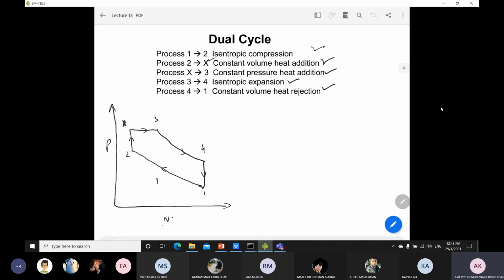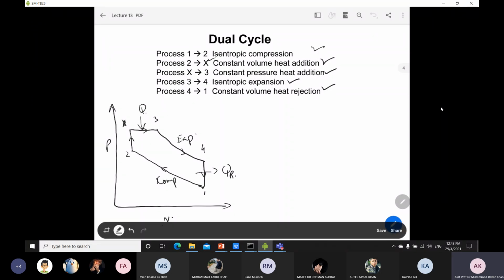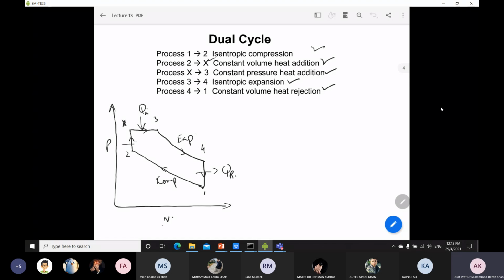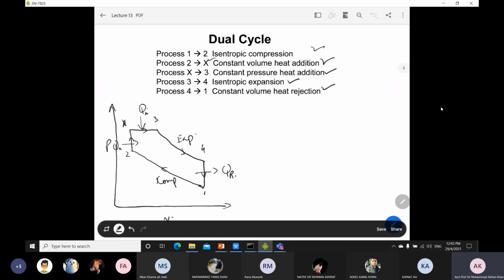Okay, so now if I denote, this is your compression process, this is the isentropic expansion process, this is QR, and here there are two Q additions. This is Q in and this is also Q in. If we want to find the total Q in, we have to add these two, one at constant volume and the other at constant pressure. Okay, so this is the PV diagram.